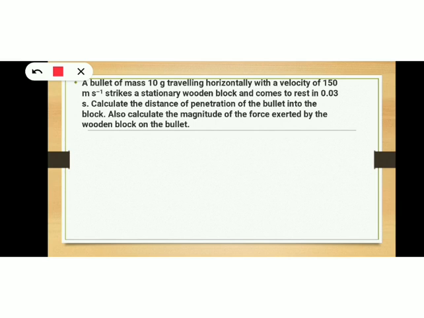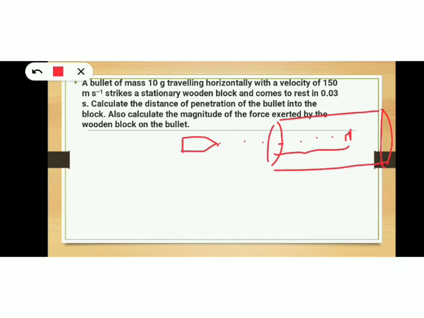Okay, so what is given? See, there is a wooden block like this, and a bullet of mass 10 gram traveling horizontally with a velocity of 150 meters per second. The bullet is coming towards this block, and it strikes this wooden block and comes to rest in 0.03 seconds. So on reaching somewhere inside the wooden block, the bullet comes to rest. Okay, so you must find out the distance of penetration into the block. That means you must find out this distance, and also the magnitude of the force exerted by the wooden block on this bullet.